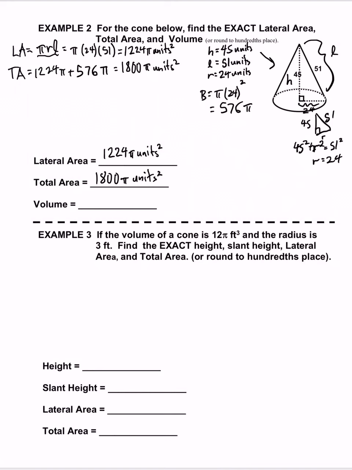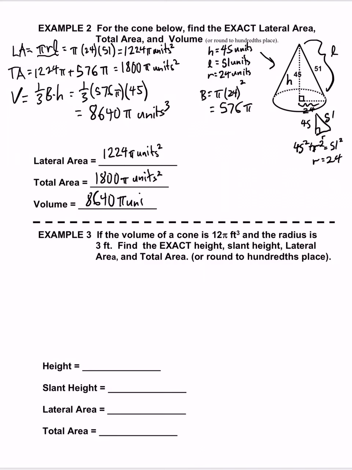And the last part, we want to get the volume. So V is equal to 1/3 base area times height. That's equal to 1/3 576 pi. And my height is 45. So I'll multiply all these together, and you should end up with 8,640 pi units cubed. Alright, so that's example 2.